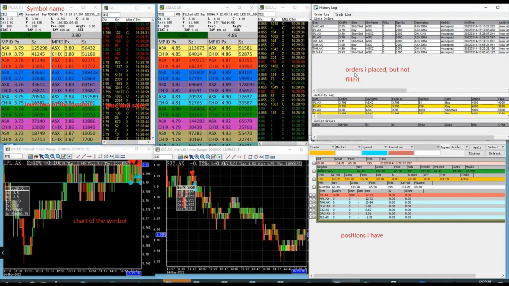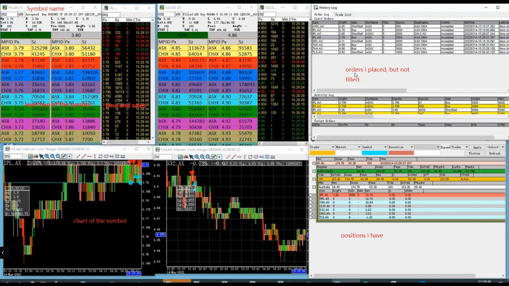Here is a time and sales window. From this window, you can see the orders filled at which price with how many shares and at what time. Here is a chart of the symbol. You can see from the round dot at what time I placed the order, on which price, and you can see from the little triangle, these are the orders filled.